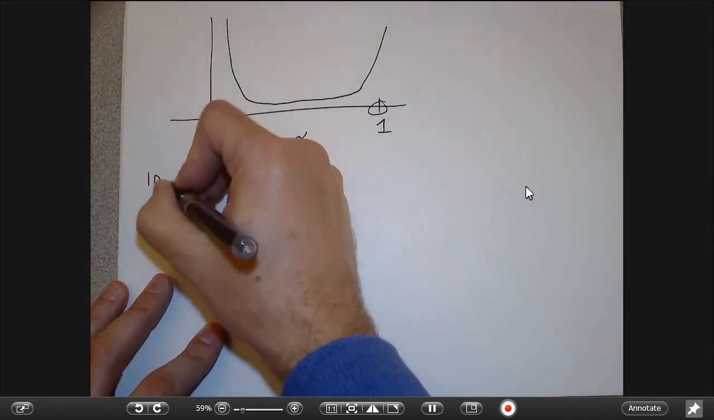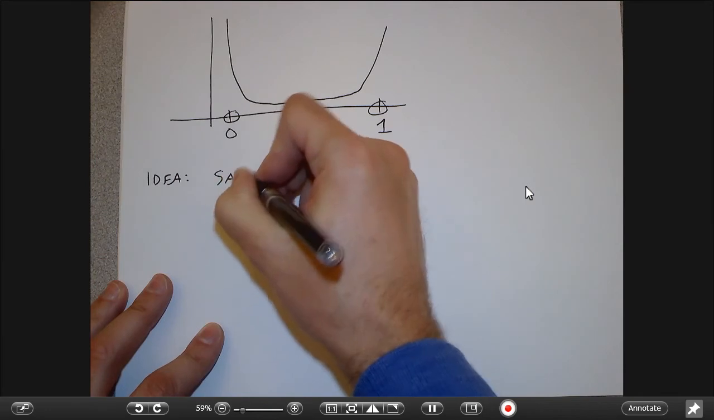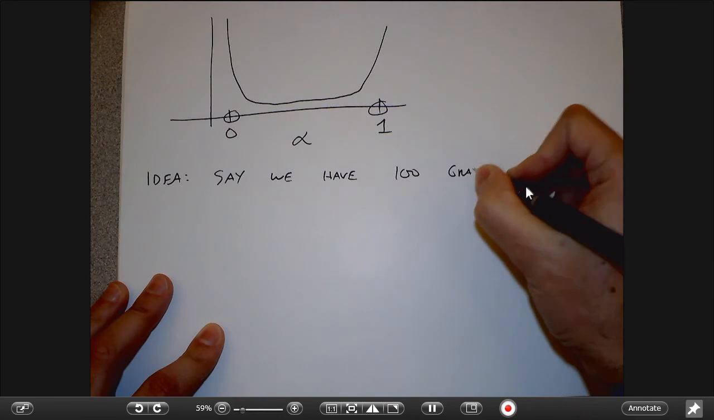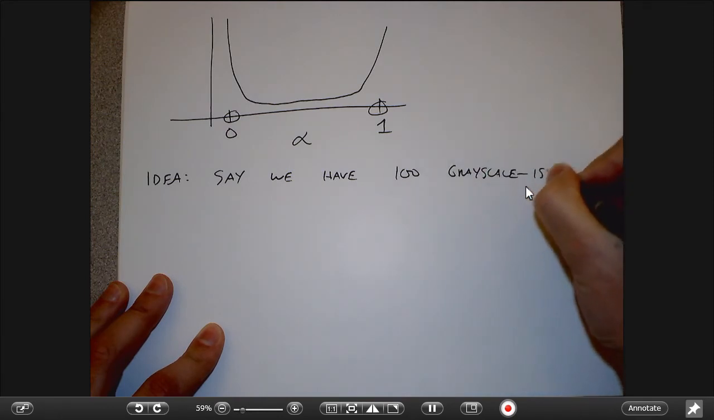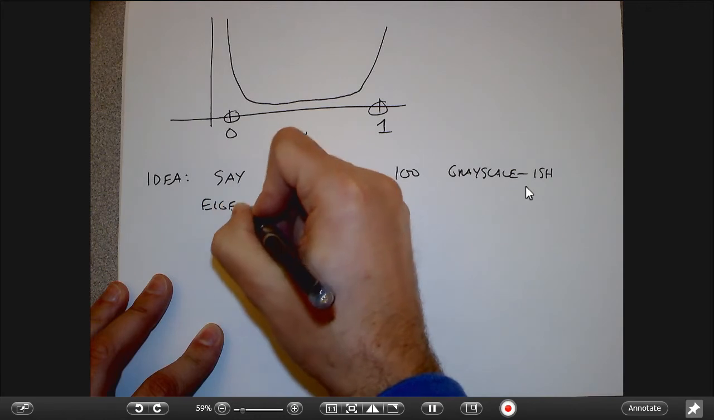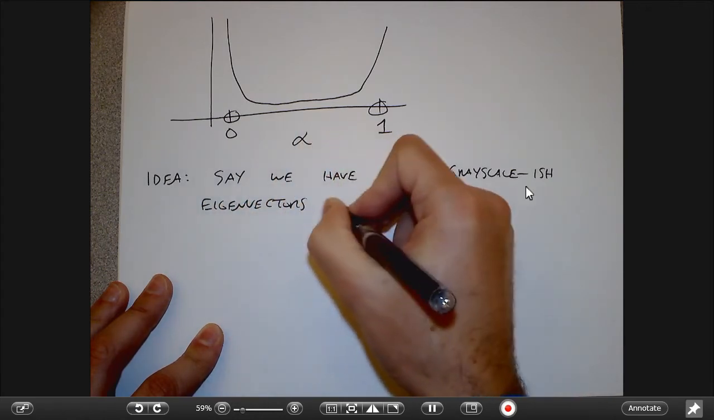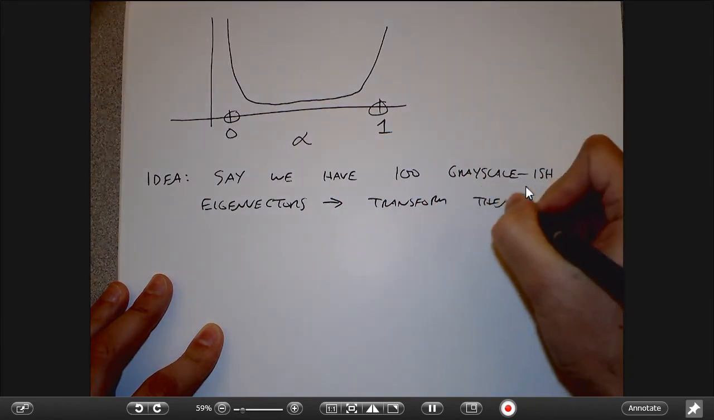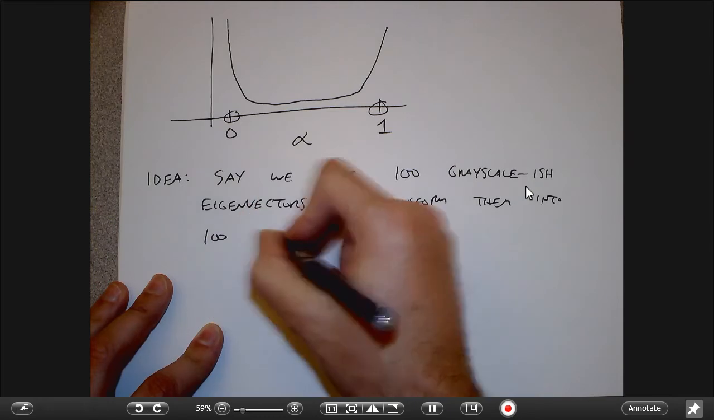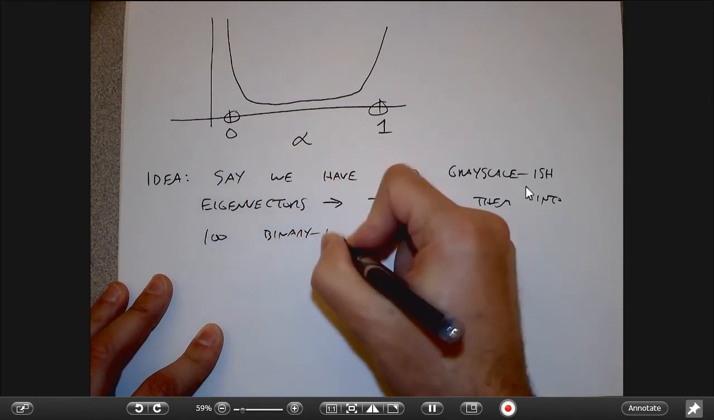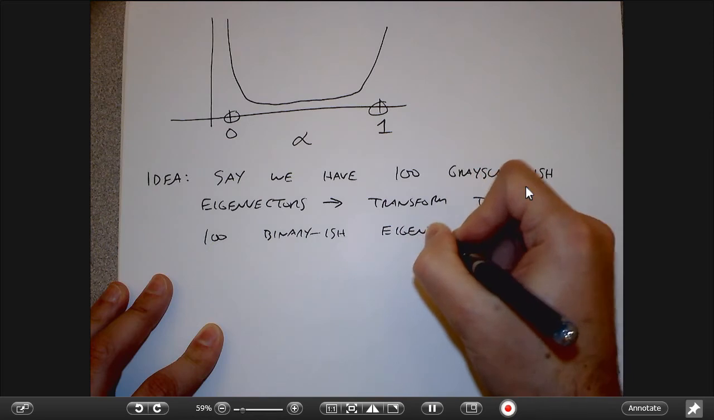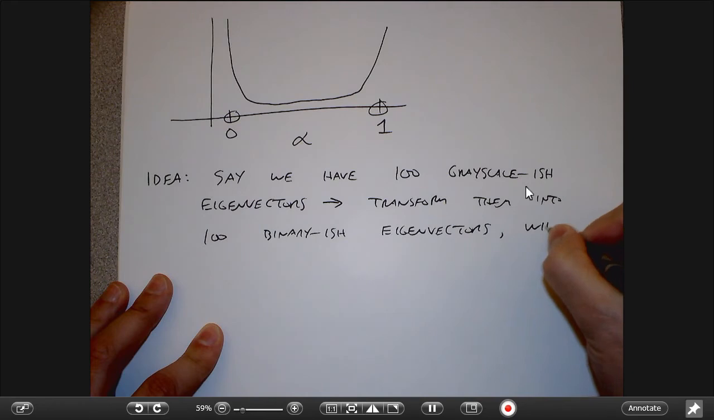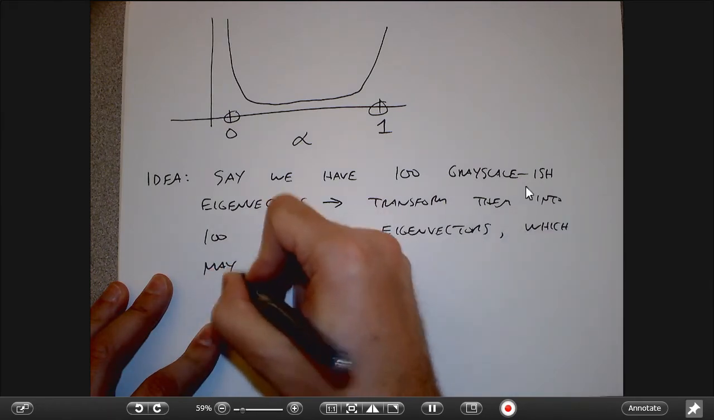So the idea is, for example, say we have 100 grayscale-ish eigenvectors. The idea is to transform them into 100 binary-ish, more precise eigenvectors, which may be better for matting.